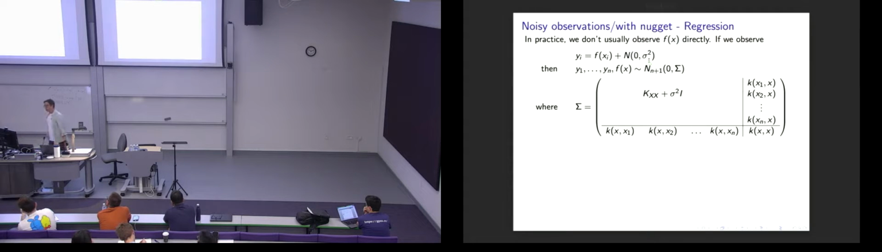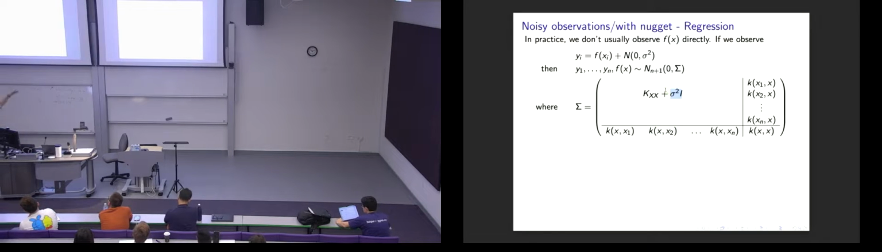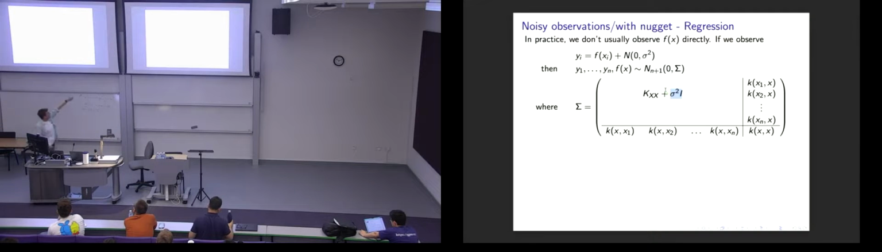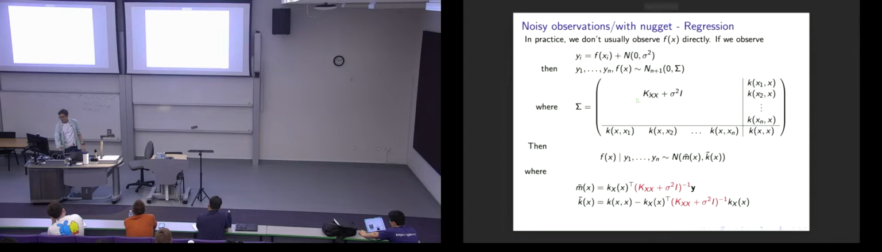The only way that changes anything is when we think about the joint distribution of y1, y2 up to yn, and f of x. And all that's changed here is I've got a plus sigma squared times the identity matrix in here, the right shape to make that add. I've added sigma squared to each diagonal element in Kxx. Then for the updates, instead of Kxx before, I've got Kxx plus my measurement error sigma squared times the identity. So nothing's changed apart from that one little bit.